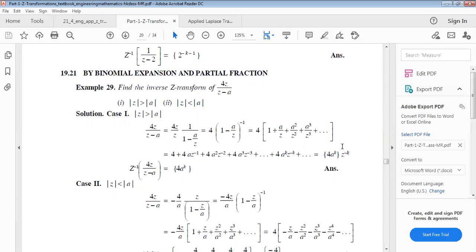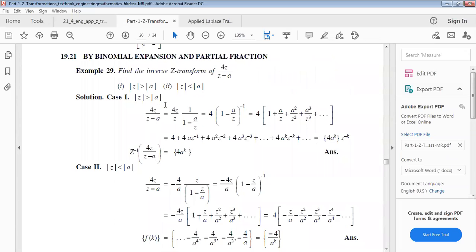But the inverse of this, what will it be? Just this sequence will be the inverse z transform of this one. So the inverse z transform can be written as just this sequence. Now this is for the absolute value of z greater than the absolute value of a. That means z by a is greater than 1, so z is big, bigger.